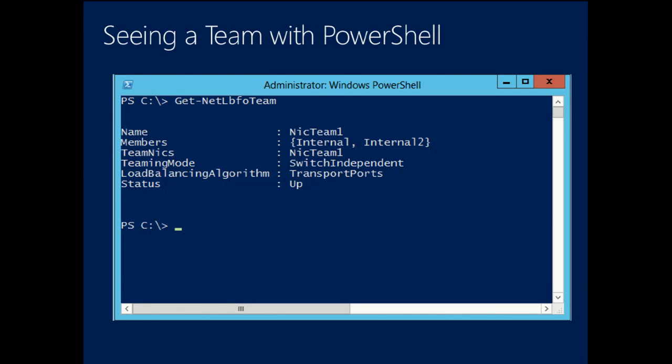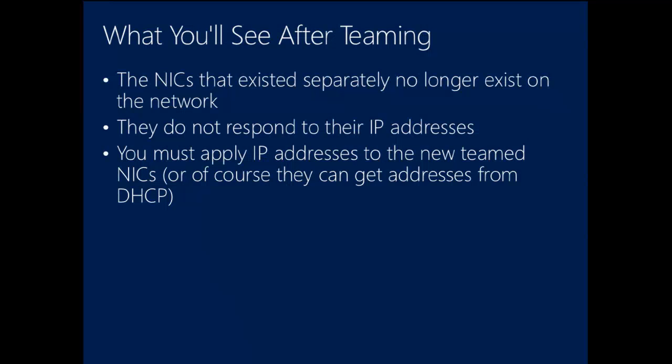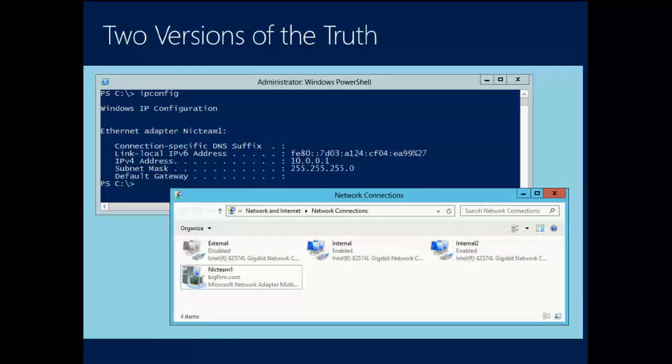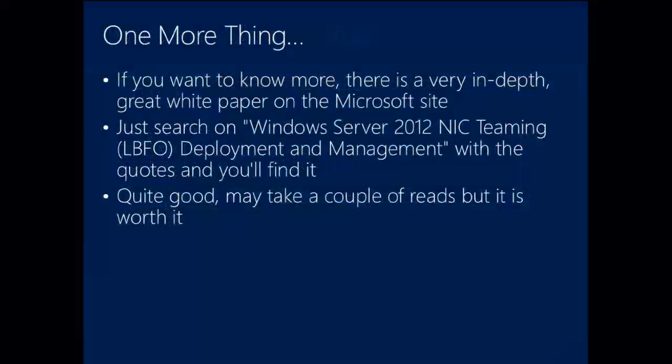We come back. If I do Get, remember Get is the thing that shows you what you already have. Get-NetLbfoTeam shows you what ones you've got. As I mentioned, once those things have been teamed up, they no longer exist as separate NICs. That means you've got to give them an IP address, either that or DHCP. And as we saw, the control panel has one way of looking at it, ipconfig has a different way of looking at it. I'm going through that stuff quickly just because it's a review of what I just did.